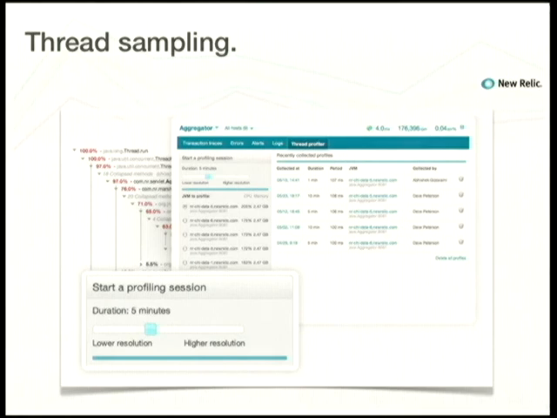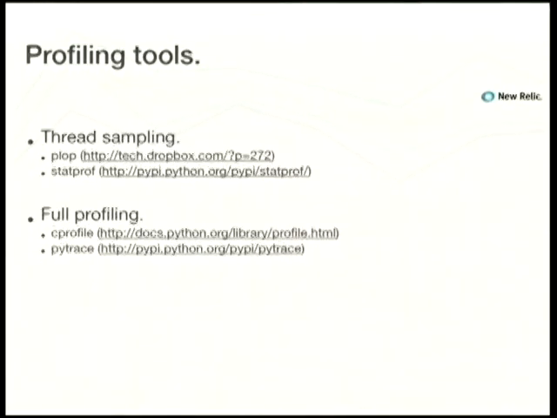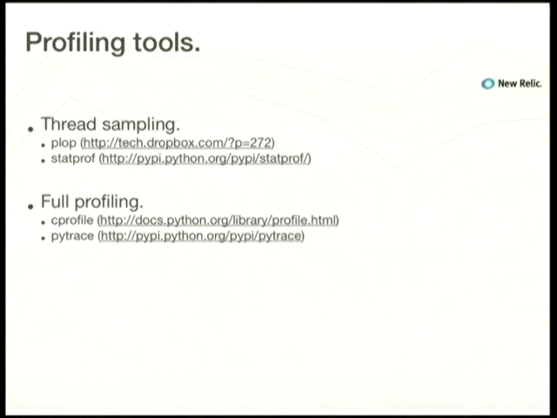A partial solution is what they call thread sampling, and this is where you would start up a profiling session. That takes a periodic snapshot of what each thread is doing at a specific point in time, and from that produces a call tree showing what percentage of time code at a specific point was executing. Unfortunately, right now New Relic at least doesn't do that for Python, although it is something we've been looking at. But there are separate thread sampling tools that do exist.